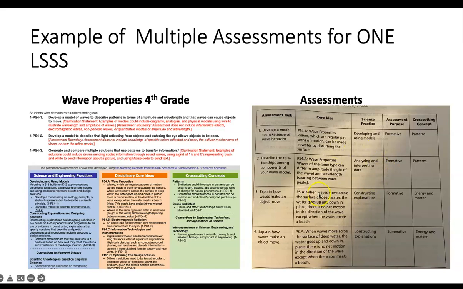So there could be a whole bunch of different ways. And then the last part of the Louisiana Standard is also that waves can cause objects to move. So we want our students to be able to explain how waves can make an object move.